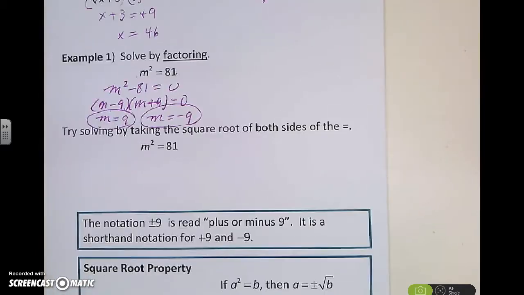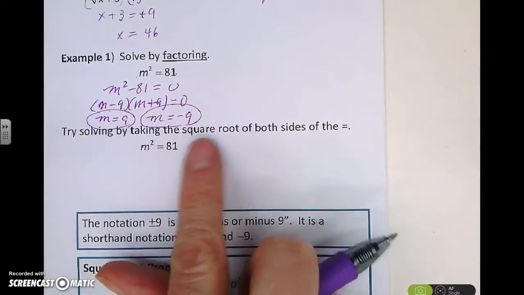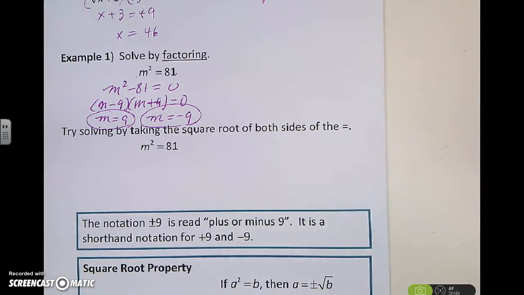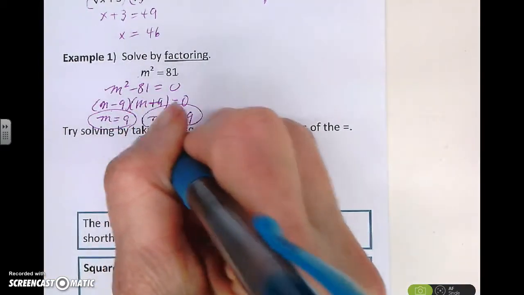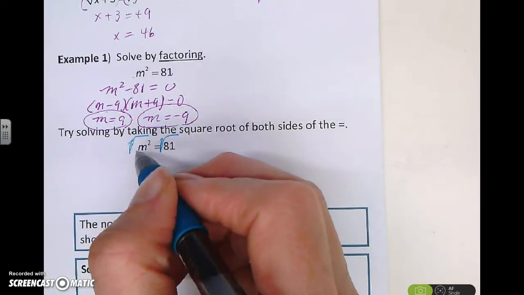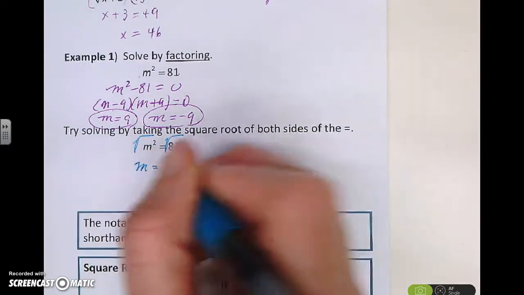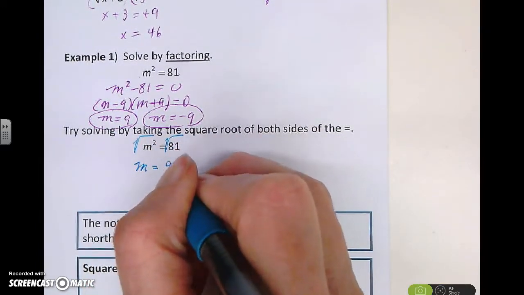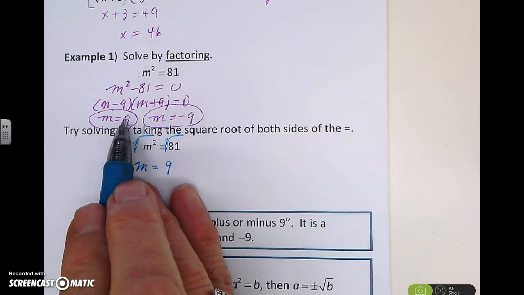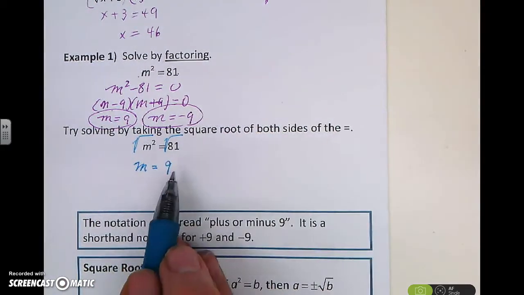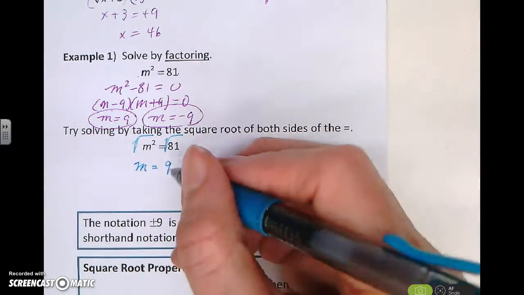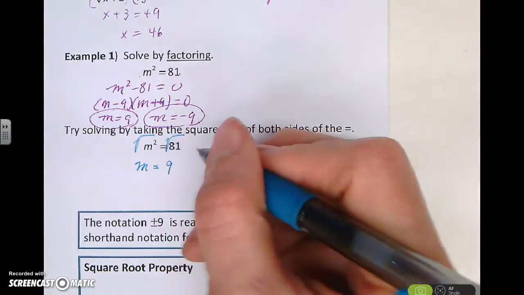All right, so what we want to do this time is try solving by taking the square root of both sides of the equal sign. So if I do that, I'm going to take the square root of the left side and the square root of the right side. Well, we've talked about how the square root of m squared is m, and the square root of 81 is 9. But wait, this answer gave me 2. It gave me both the 9 and the negative 9, but the square root of 81 was just 9. So remember that there are actually two numbers that multiply to be 81, both 9 and negative 9.